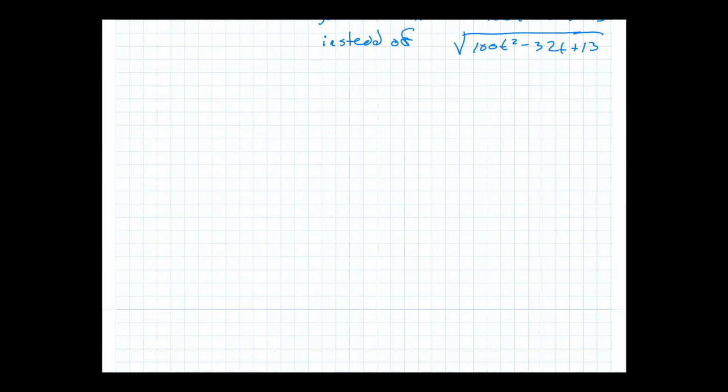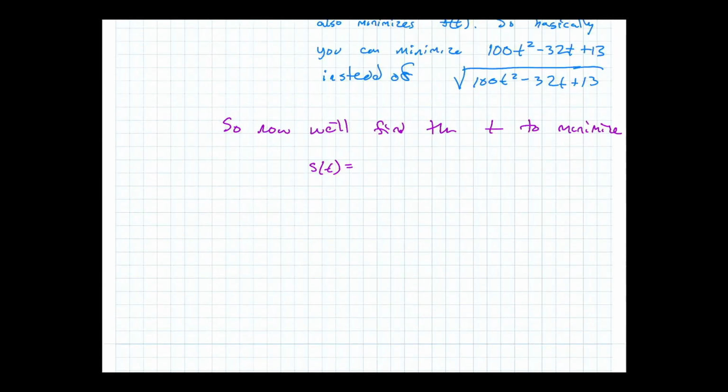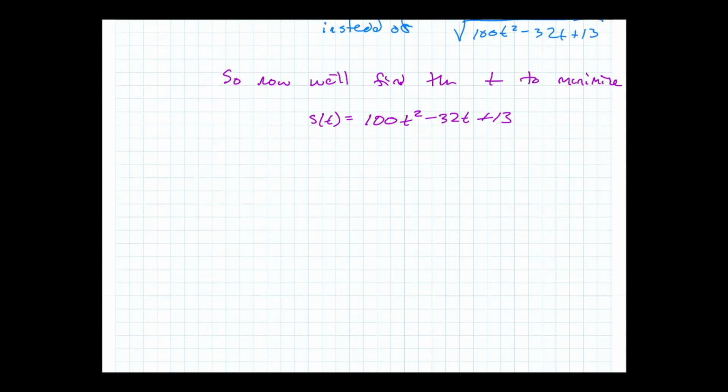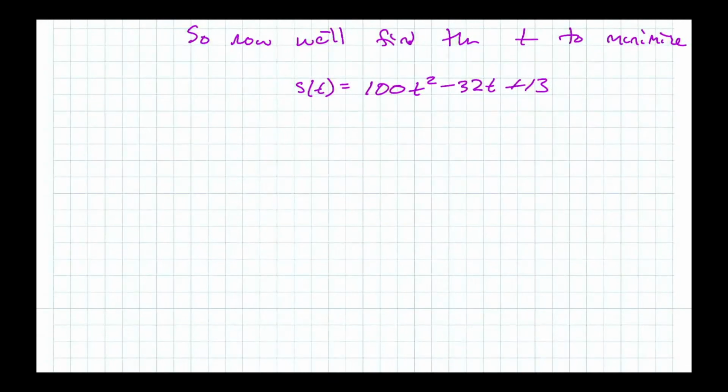So I'm just going to say, minimize this. So now we find the minimum, the t to minimize. I still haven't given it a name. What should I call it? I guess I don't want to call it S. I'm calling it S. It's not really S. But anyway, 100t squared minus 32t plus 13. Okay, so no square root. So if you were going to try to find the minimum of this function... actually, I can't do it. I'm calling it g.